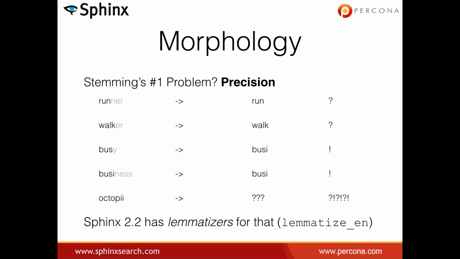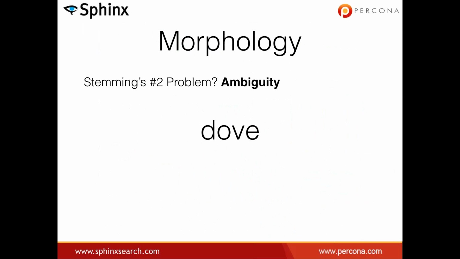So what used to take a couple minutes is going to take a couple minutes and a half now, but they are much more precise than the stemmers are. So if you are serious about your language issues, if you're serious about the search quality, then lemmatizers are definitely one of the biggest features in 2.2 to check out. So next slide.